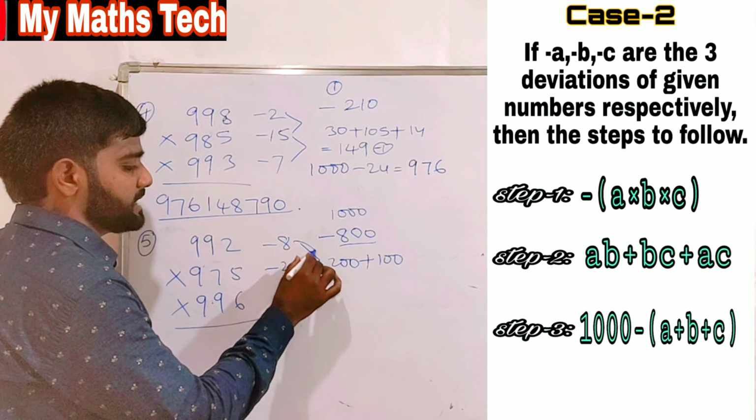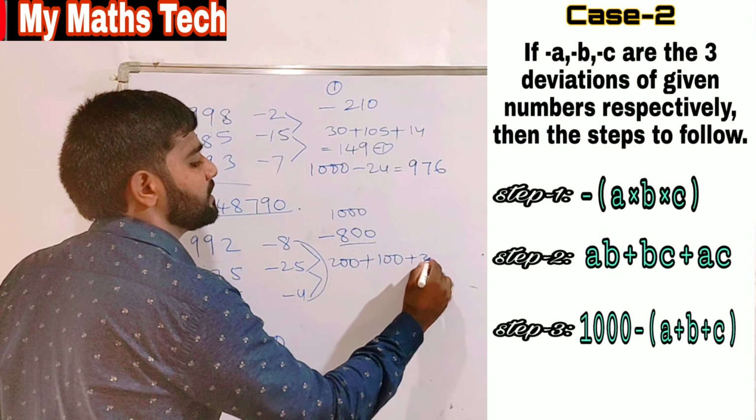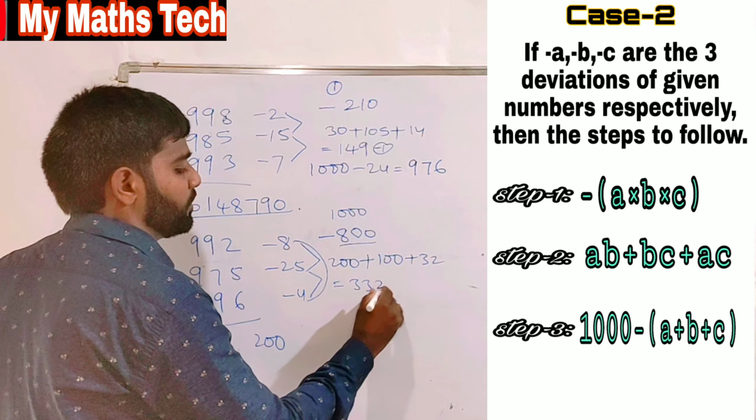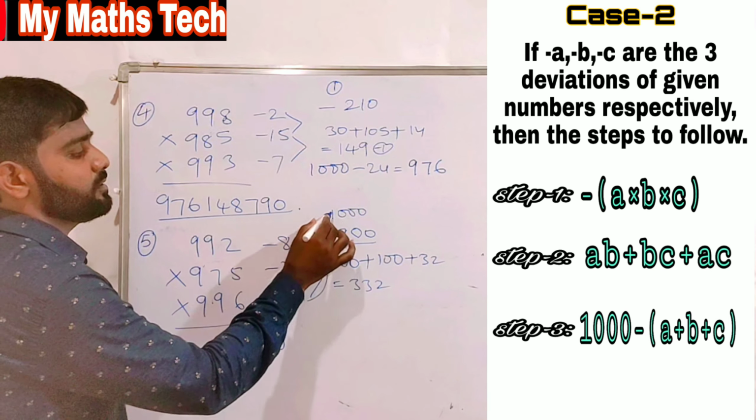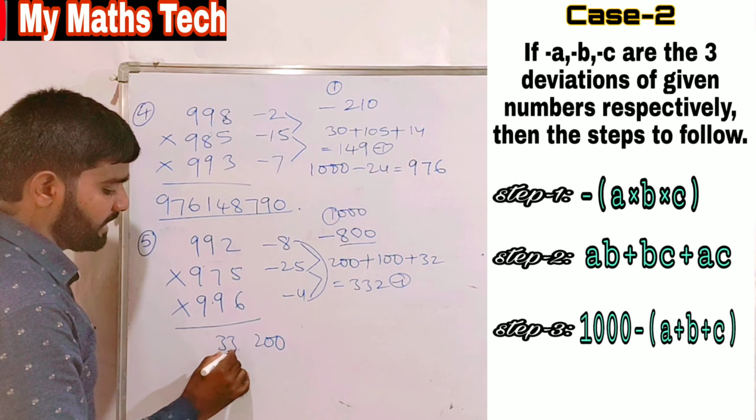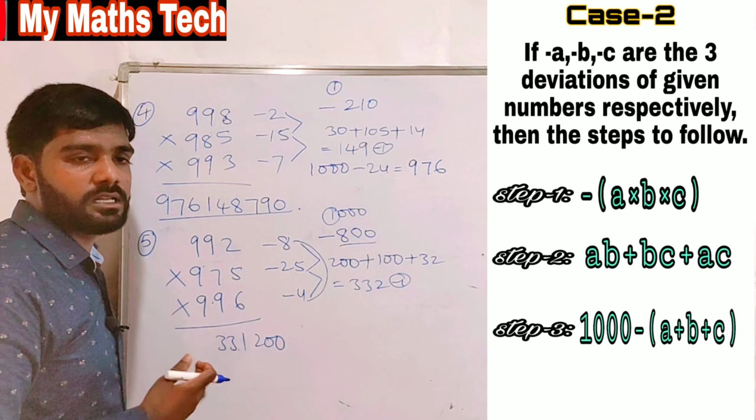Plus, minus into minus is plus, 25 4s are 100. And the last step, AC: 8 4s are 32, minus into minus is plus 32. 200, 300, 332. From 332 we have to subtract this borrowed one. Minus 1 is equal to 331.